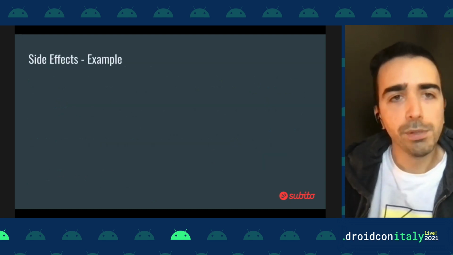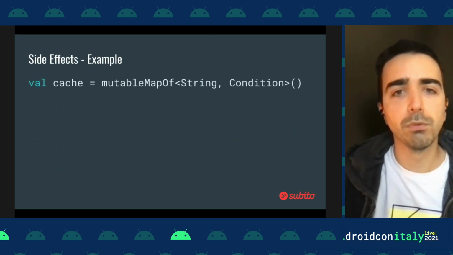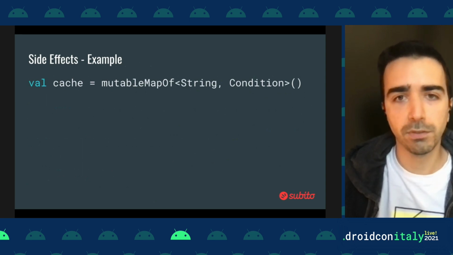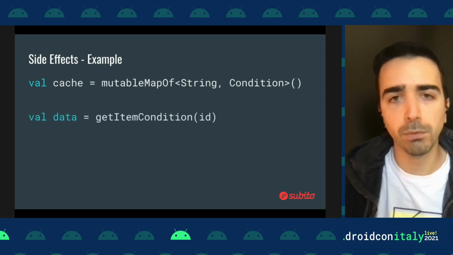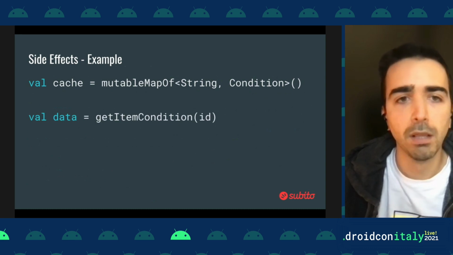Let's put stuff in concrete. So let's see an example also for side effects. Let's say we want to build a simple cache for item conditions. So the item ID, the string, will be the key, and the condition will be the value of the cache, because probably we don't want to fetch an external service every time.